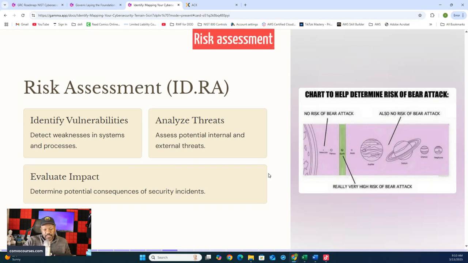Risk assessment. So you can't do risk assessments without having a proper identification of vulnerabilities. You have to identify vulnerabilities, analyze threats, and then figure out the impact. If we do get hit, if our system gets hit, what is the impact to our organization? And you can't do any of that unless you can identify the vulnerabilities in your environment and identify the threats to your environment.